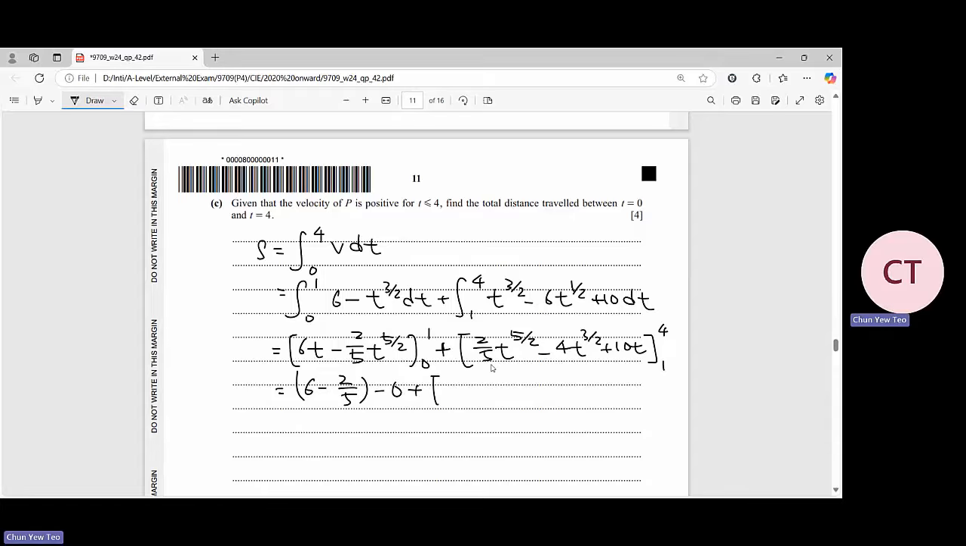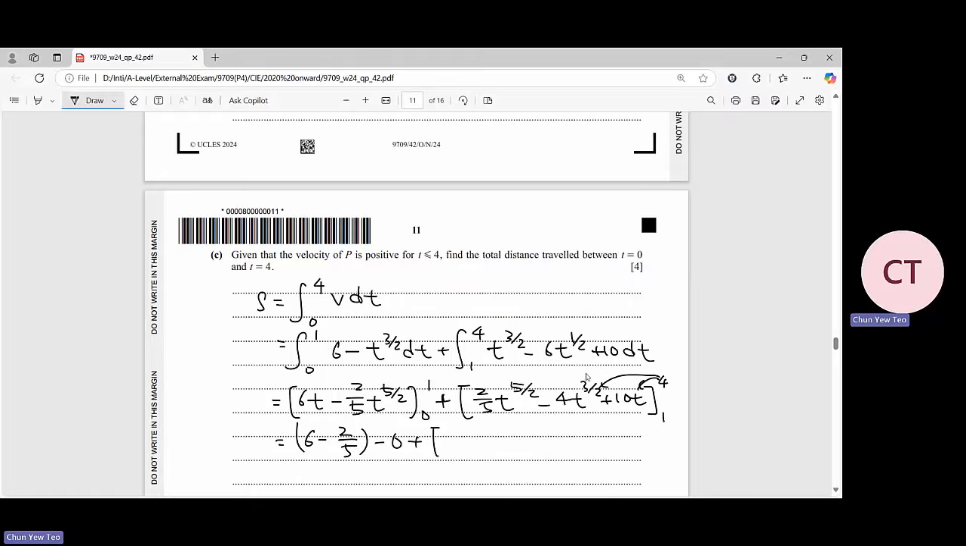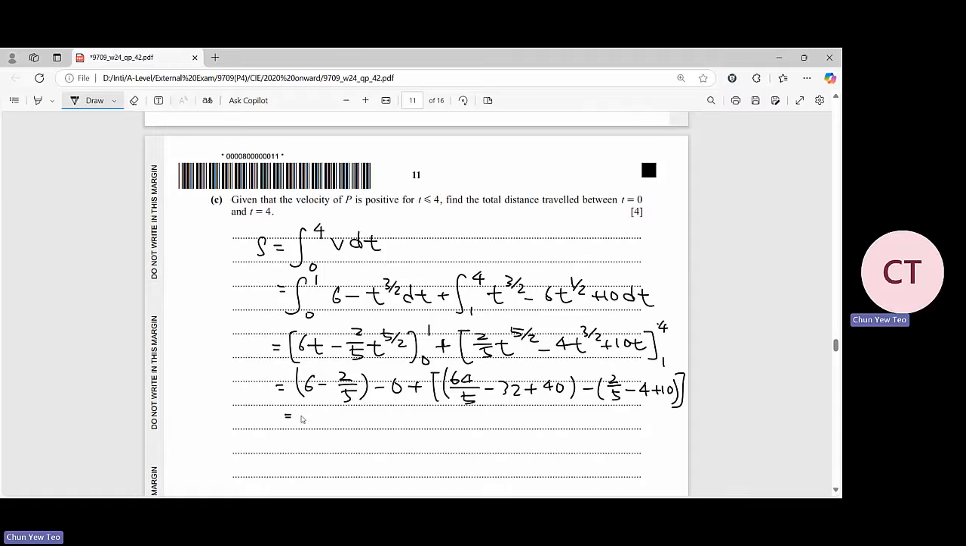This one, you just substitute the 4 inside here, 4 inside here, 4 inside here. I straight away press the calculator to save time. So over here, I get this will be 64 over 5 minus the 32 plus the 40, and then minus the 2 over 5 minus the 4 plus 10. And again, simplify everything, total up everything, then you will get the answer as 20 meter. Done. That is the answer for question number 6.